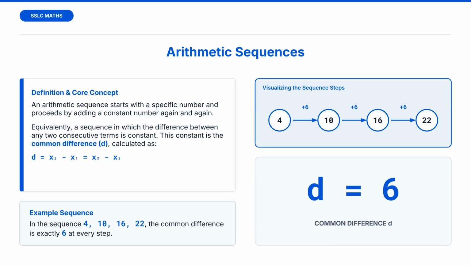An arithmetic sequence is one where the difference between consecutive terms is constant. This constant is called the common difference, denoted by d. You calculate it by subtracting any term from the one that follows it.